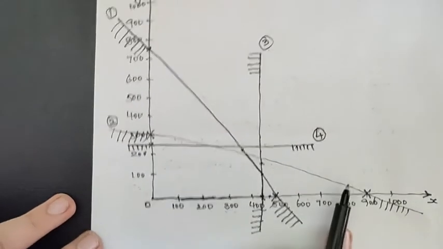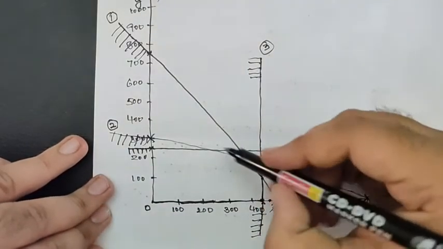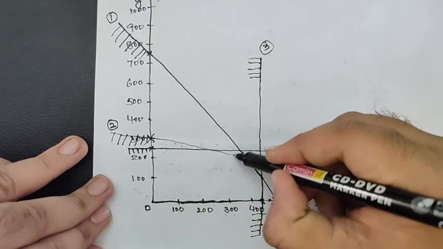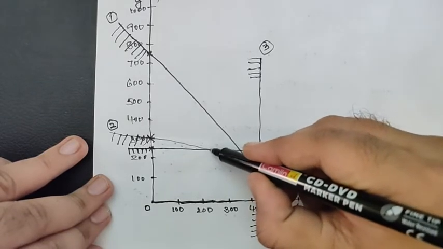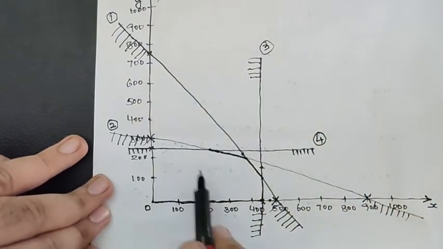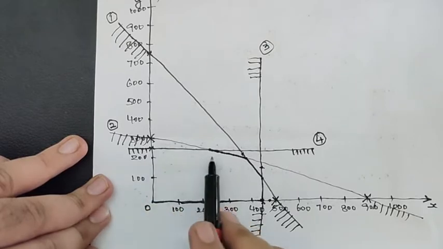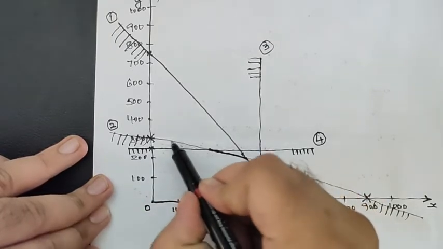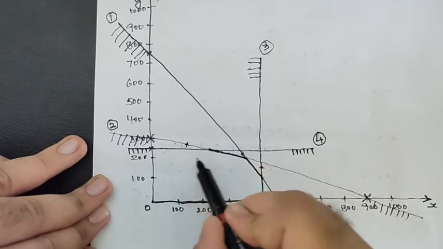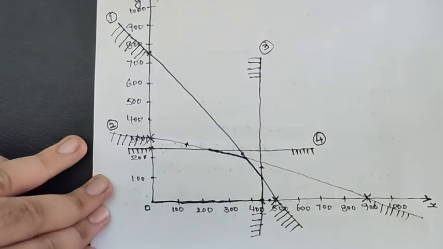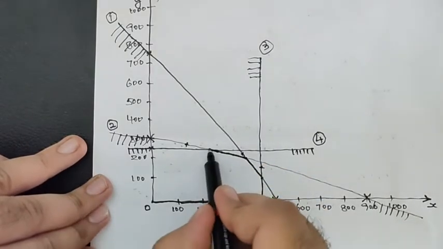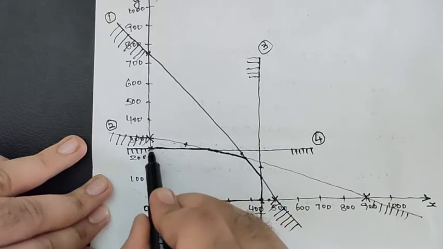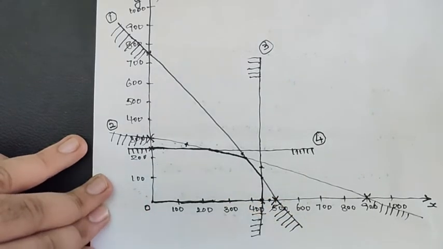So the condition is not satisfied. So I am moving along the path of line 2, right? Next, again I have to decide whether to move along 2 or along 4. If I move along 2 and take a point here, the point is not below line 4. So I need to travel along the path of line 4.